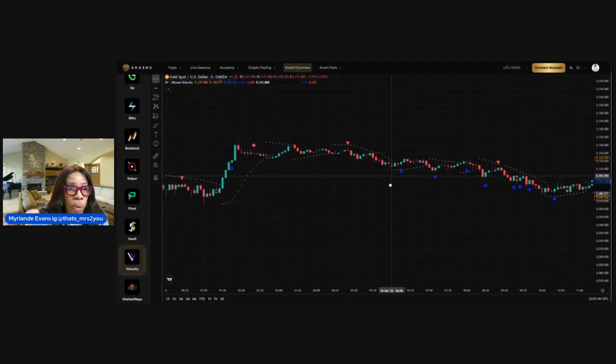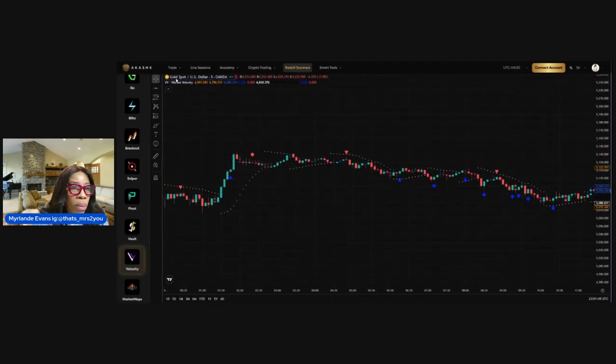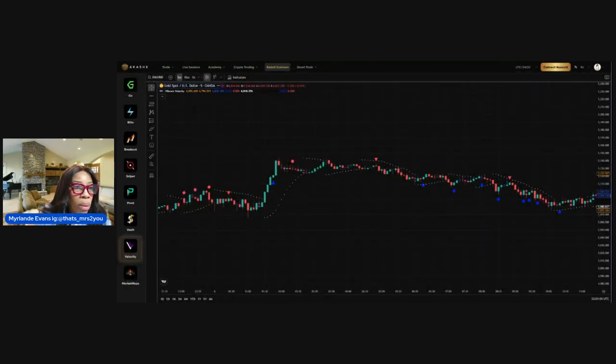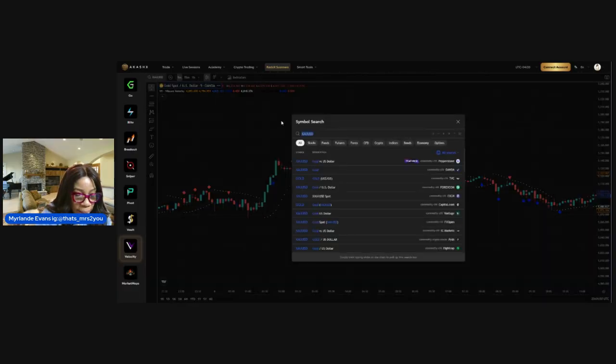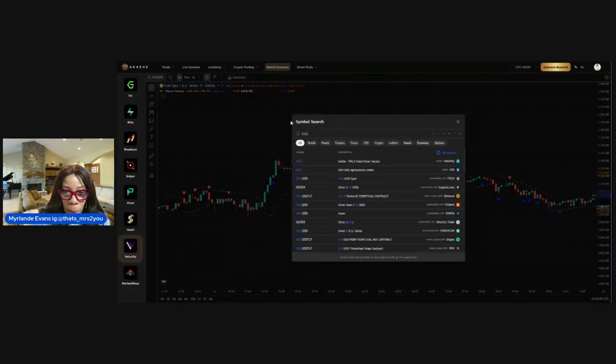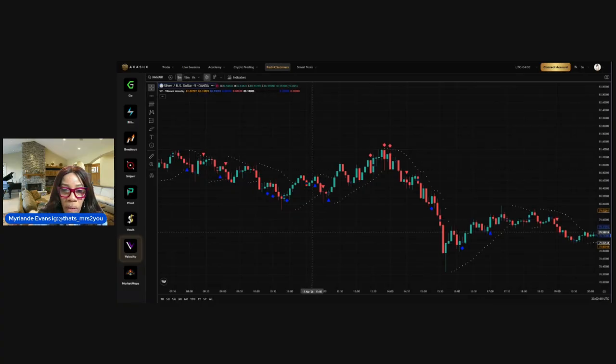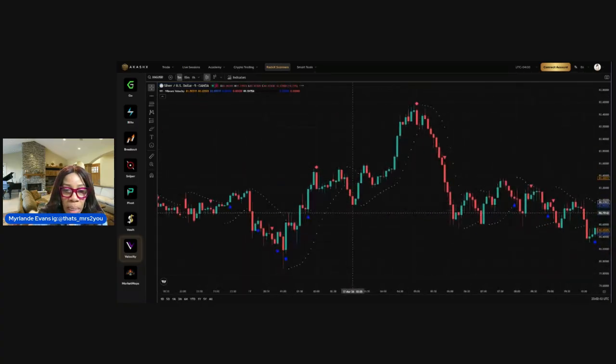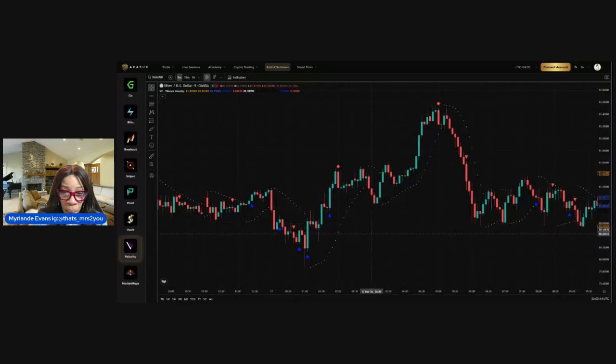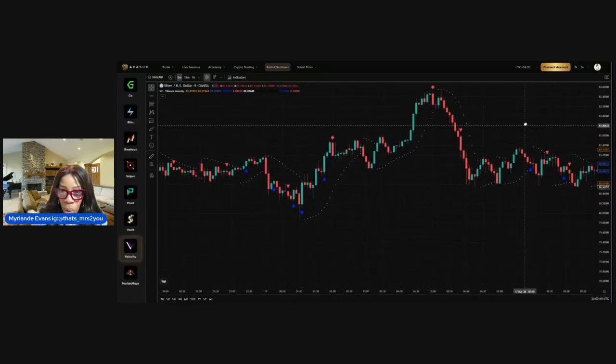Actually, let me look at maybe silver. Let me check silver. XAG is another precious metal that people trade as well in our community. So let's look at silver and see if we can find something good. All right, silver. Let's see if we got anything nice on silver. Okay, so here's a potential buy right here on silver.